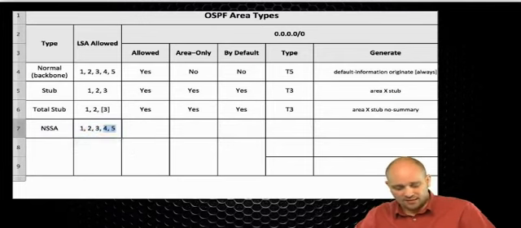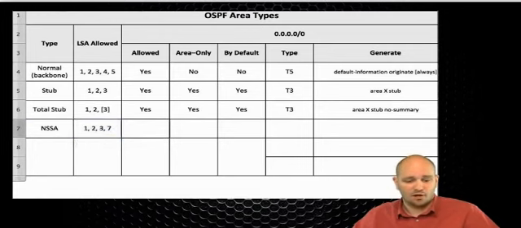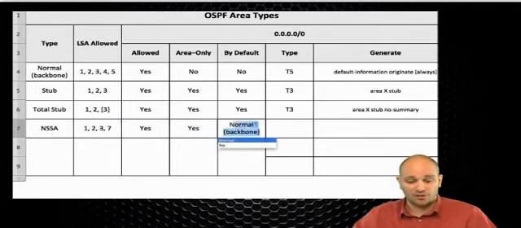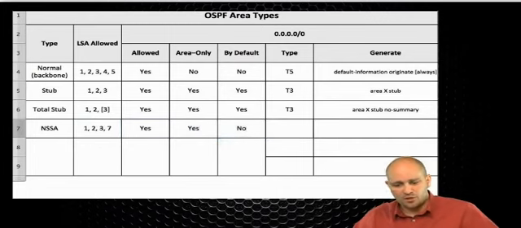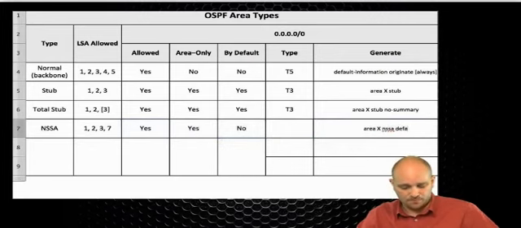The next area type is the NSSA, and in the NSSA area we are allowing types 1, 2, 3, and 7. Types 4 and 5 are not allowed. The default route is allowed in the area. It can be injected directly into the area, but it's not injected by default. If we inject it, the command for that is area X NSSA default-information-originate.